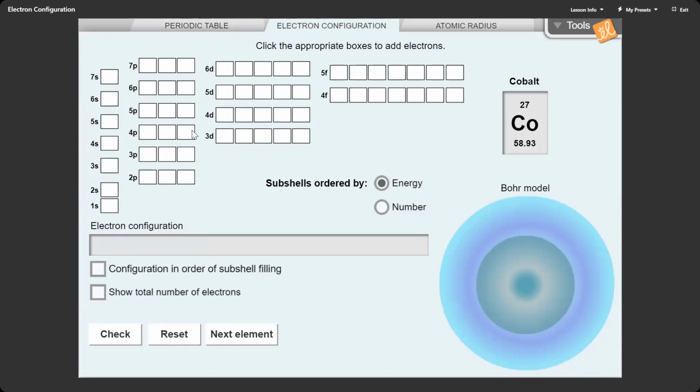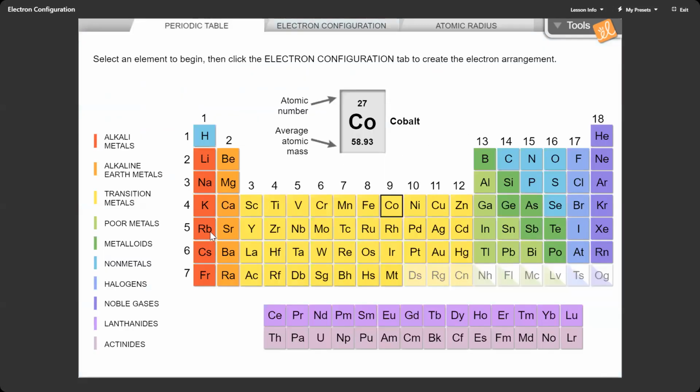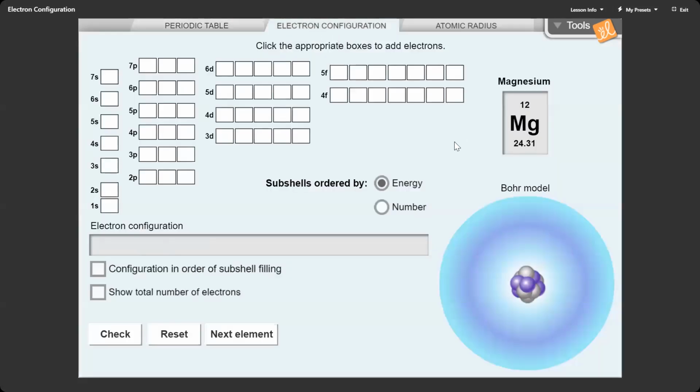Let's do the magnesium. Magnesium is this one. So 12 electrons. So that will be 1, 2, 3, 4, 5, 6, 7, 8, 9, 10, 11, 12. So this is the electron configuration. 1s2, there are 2 electrons here. Second energy level s orbital, 2 electrons here. Then second energy level p orbital, there are 6 electrons here. Then third energy level, there are 2 electrons, 3s2. That's it. Hopefully you got it right.